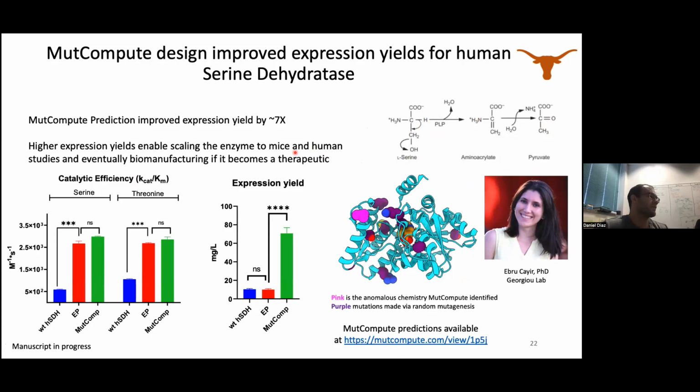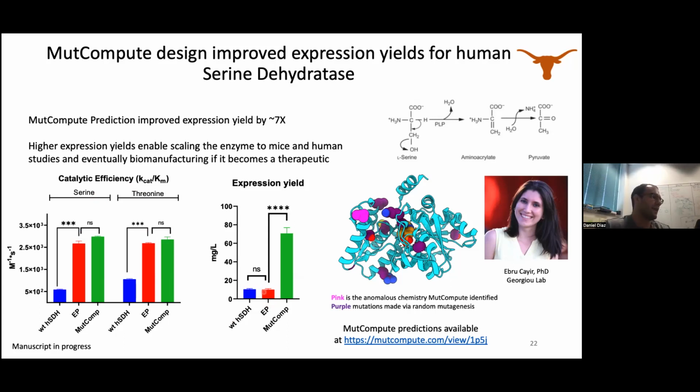They have been working on this for years, primarily using error-prone PCR to find hits of mutations that would improve the activity of the enzyme. You can see this is where they started. They've been accumulating mutations through error-prone PCR and improving the activity with serine and threonine as the substrate. But the protein still had terrible expression. You can see that down here. They would get about 8 to 10 milligrams per liter when purifying the enzyme.